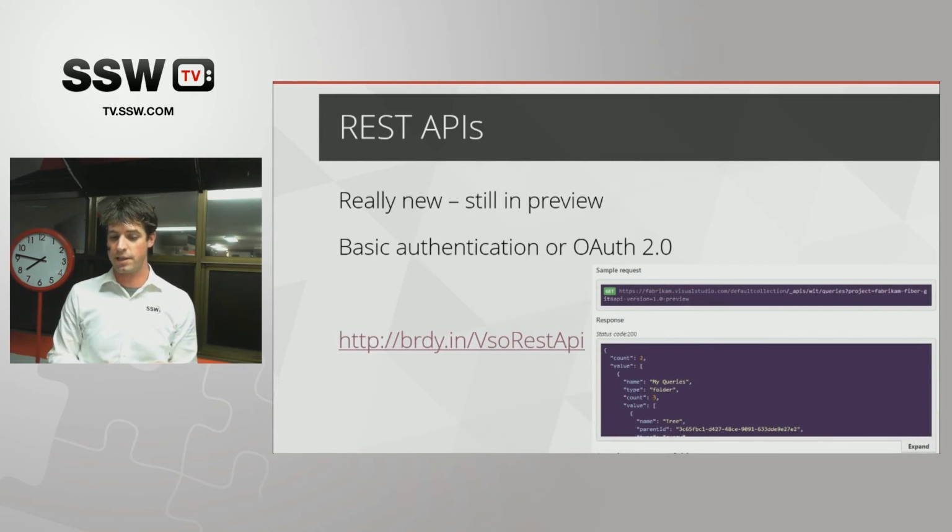I've created a short link just to the documentation there, VSO REST API, and it gives you all sorts of stuff like this. So a sample request, which is a get to this URL, and this is the kind of response you get back.